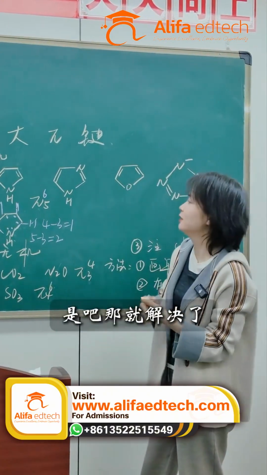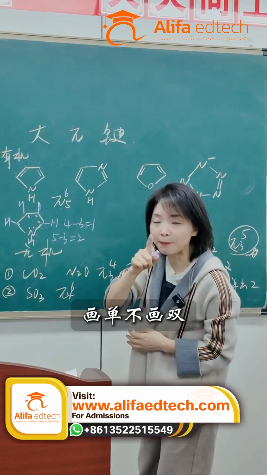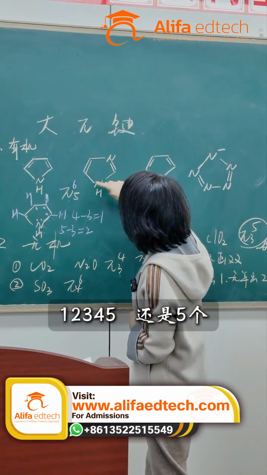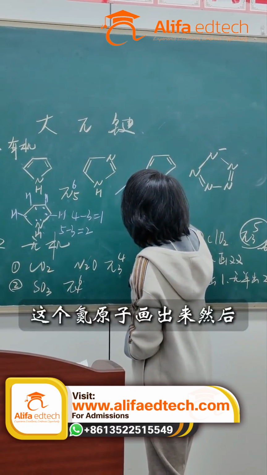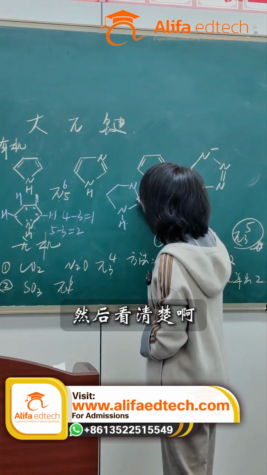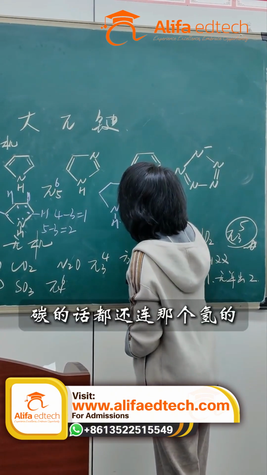Similarly, let's draw it out. Draw single bonds, not double. Draw it clearly. How many elements in the ring? 1, 2, 3, 4, 5, still 5. Draw the nitrogen atom here. Then there's hydrogen here. Now look carefully. This spot is carbon, this spot is carbon, this spot is carbon, carbon also connects to hydrogen. Let's draw the hydrogen. Then we can start reducing.